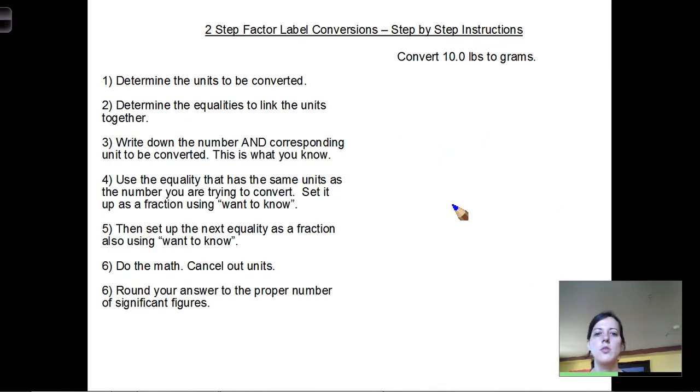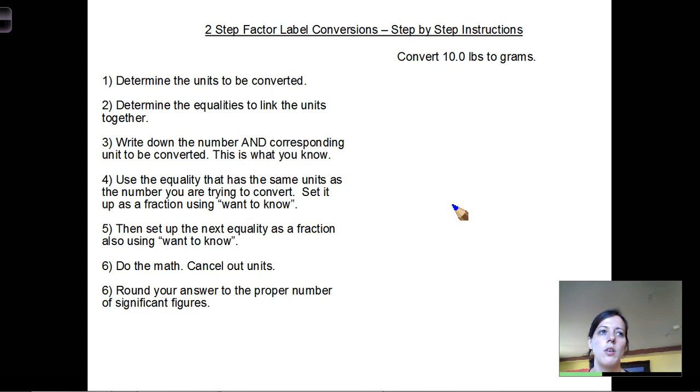Alright, so a two-step factor label conversion. Oftentimes you will find that you need to do the previous step twice to find the answer that you're looking for. So you're welcome to do it twice. It will get you the right answer.